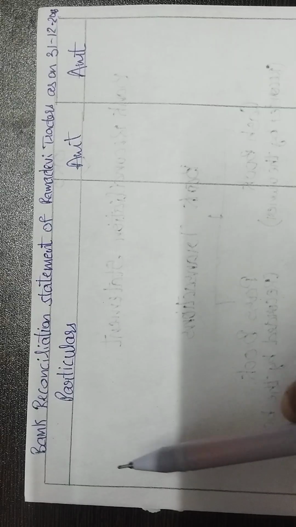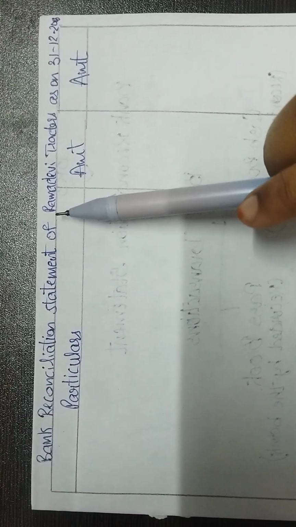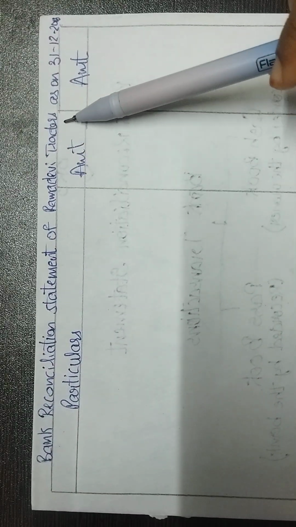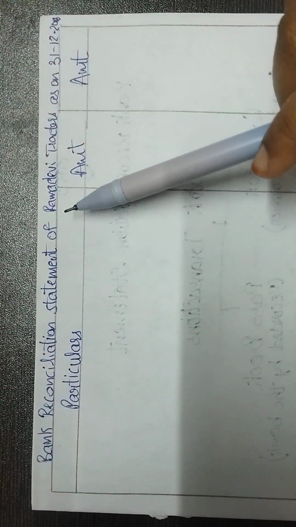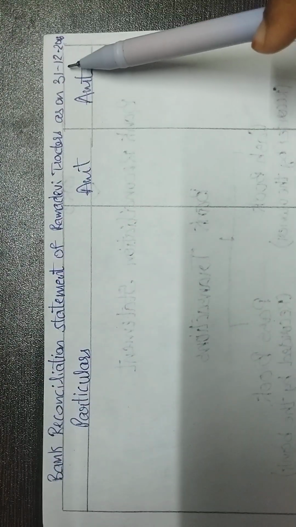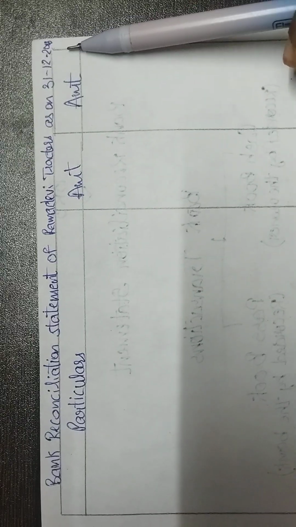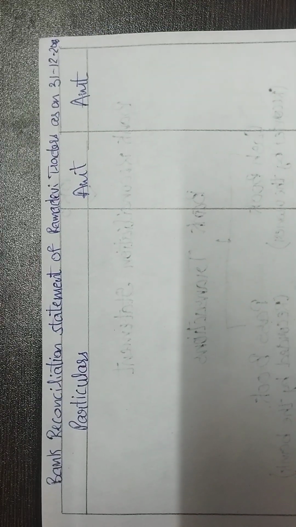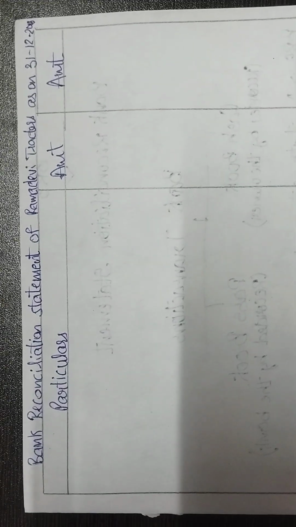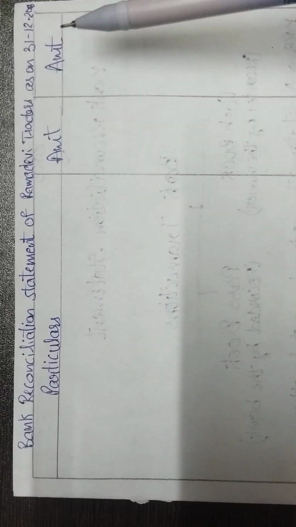We have to write the bank reconciliation statement of Ramadevi Traders, as mentioned in the question. We have to mention Ramadevi Traders as on the date 31st December 2018. I have not written it properly here, but it has to be written properly. When you write, please write properly. And then particulars, amount and amount.